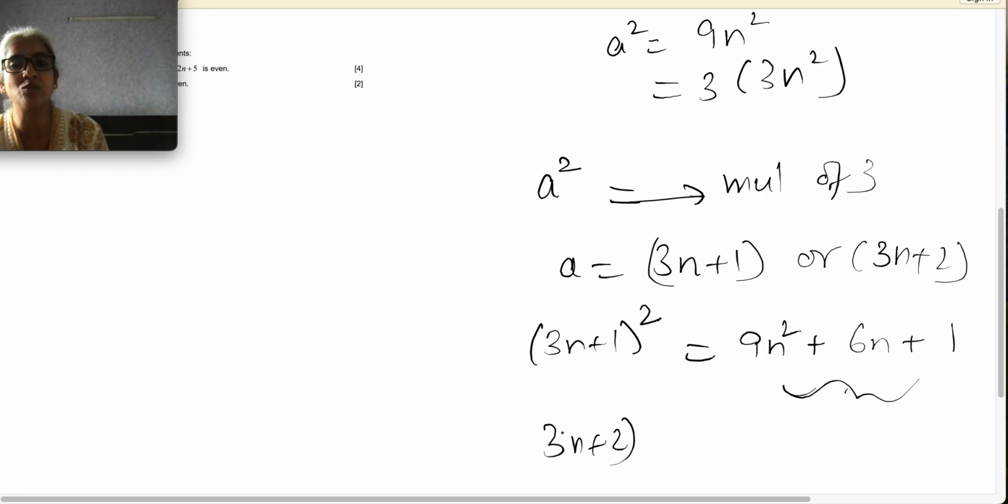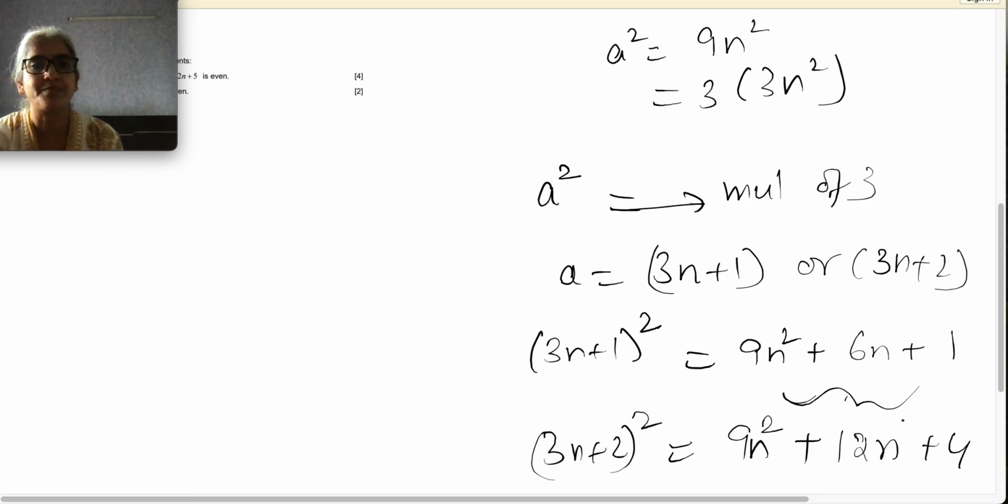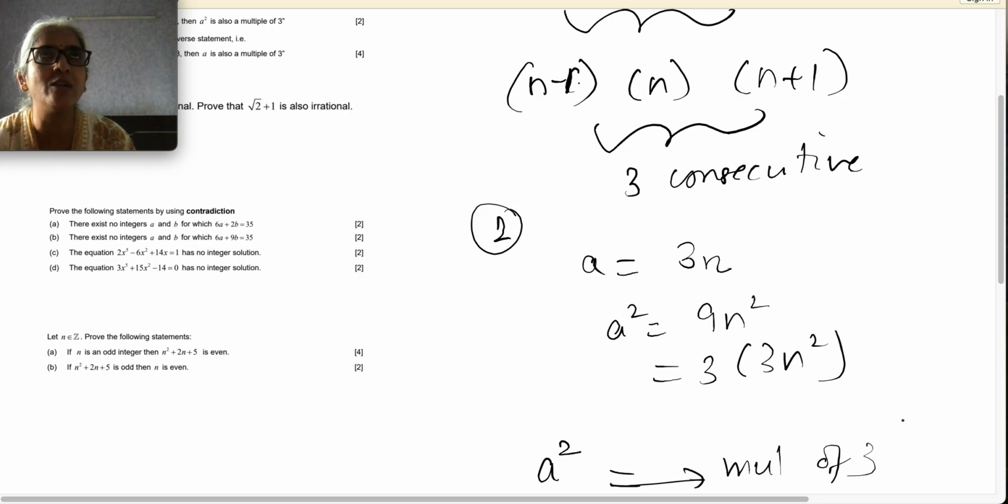Similarly, if I take (3n plus 2) the whole square, I know it's 9n square plus 12n plus 4. Again, this one is not a multiple of 3. So whenever I assume that a is not a multiple of 3, then a square is also not a multiple of 3. So by contradiction, if I assume that a is not a multiple of 3, then I'm contradicting the result that a square is a multiple of 3, and therefore I can prove that if a square is a multiple of 3, a must be too. In contradiction, all I do is look for an opportunity to contradict what is already told to be true, and if that is happening, then I have the proof.